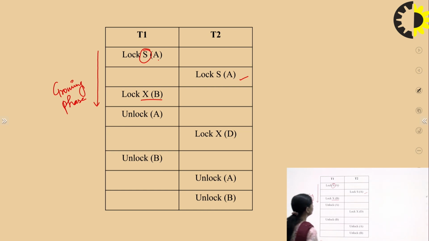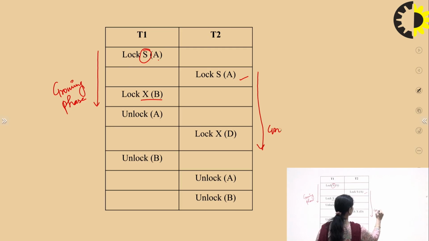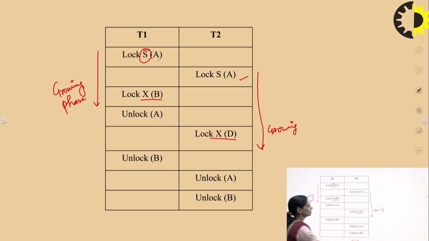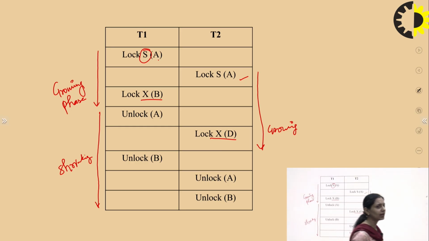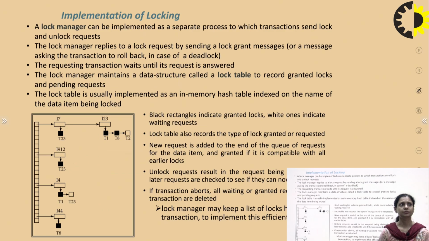For the transaction T2, it started taking the locks and the growing phase is still here because it is acquiring the lock X on D as well. As soon as this unlock state starts, this state is the shrinking phase for T1. When it is in the shrinking phase, it cannot acquire any lock. Once it is unlocking, it will remain in the shrinking phase only. The shrinking phase for transaction T2 starts from here where it is releasing the locks. So this is the two-phase protocol.